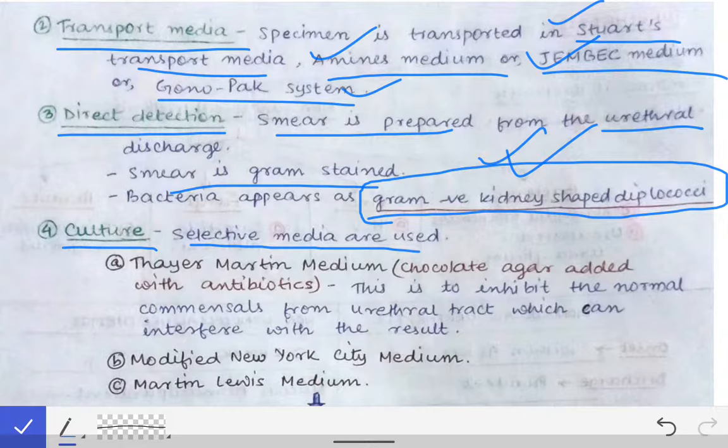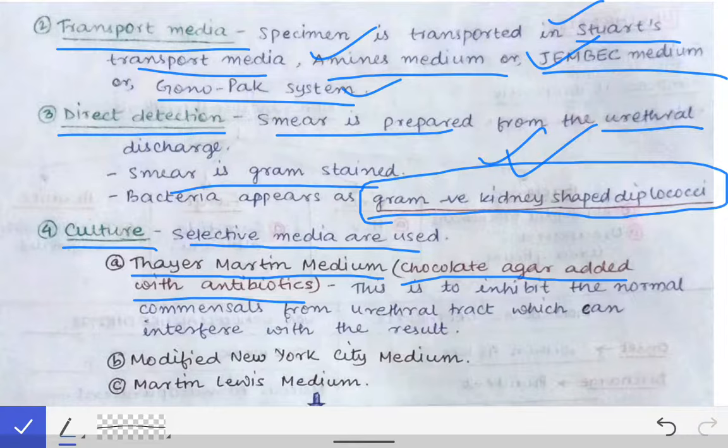Next, for the confirmation we do the culture, and culture is done on a selective media only, because the gonococci grow on a selective media, and that selective media is the Thayer-Martin medium, which is nothing but chocolate agar added with antibiotics. So chocolate agar, when it is added with the antibiotics, is called the Thayer-Martin medium.